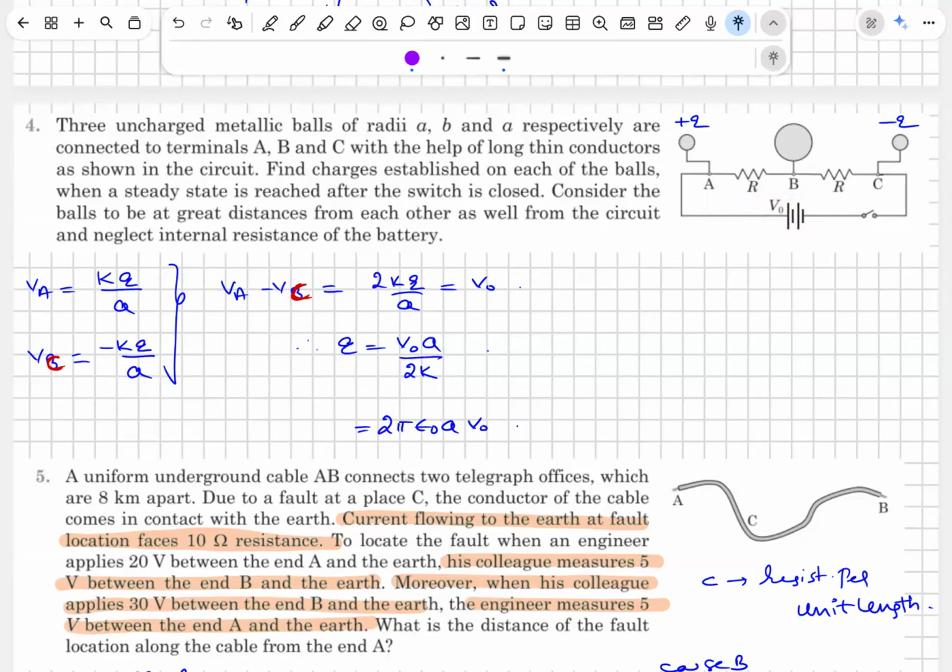Why? Because I'll explain. So now this is a divider, a potential divider. You can't have the left half positive charge and the right half negative charge.